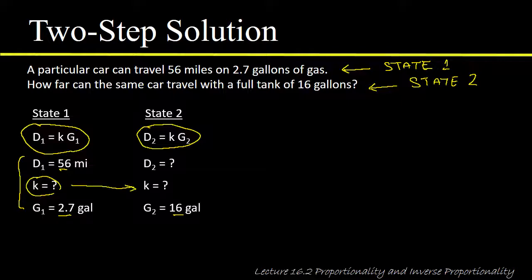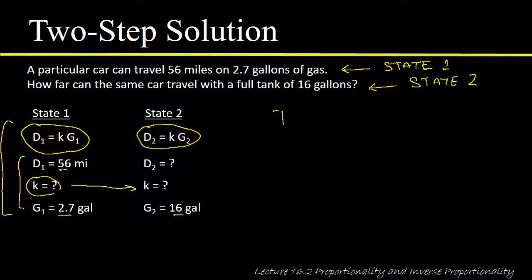We know that's going to be the same K in state 2. We can use that newly calculated K to solve for the unknown variable in state 2. Okay, so let's look at state 1. Our goal is going to be to solve for K.